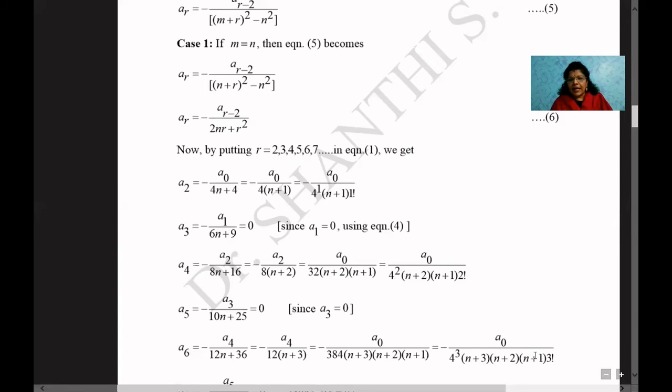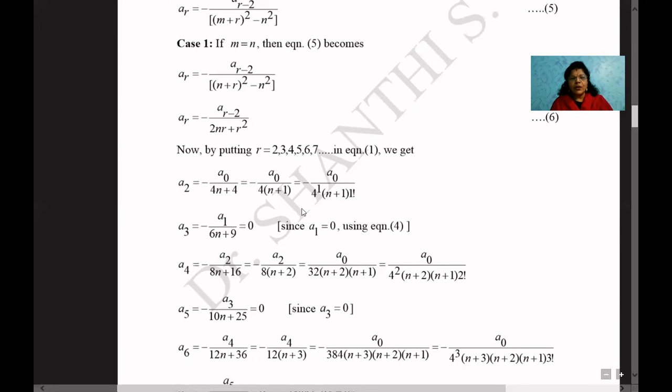See here, by neglecting the odd numbers, a2 means you have got 4 power 1. That is the first term, whatever we have obtained. The first term, third term, fifth term. Out of this, r is equal to 2, 3, 4, 5, 6, 7. First term is r is equal to 2, second term, third term is r is equal to 4. This is next term. So see here, 4 can be written as 4 power 1 into 1 factorial. 32 can be written as 4 square into 2 factorial. And 384 can be expressed as 4 cube into 3 factorial.